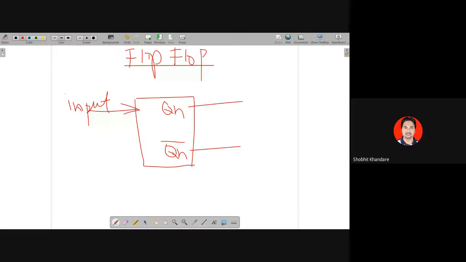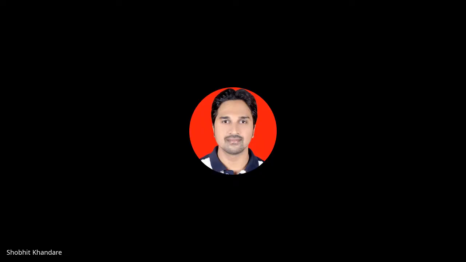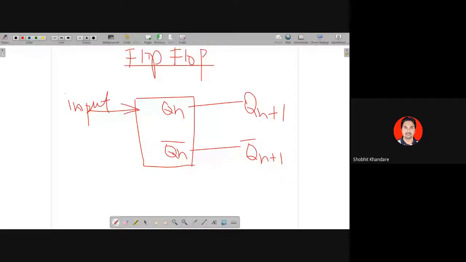Qn and Qn bar. Now, if I'm writing the output at Qn as Qn plus 1, and Qn bar as Qn plus 1 bar, then it means that Qn plus 1 is the next state. Qn is the present state and Qn plus 1 is the next state. We have to understand the meaning of state, which I have already told you. What do you mean by state?